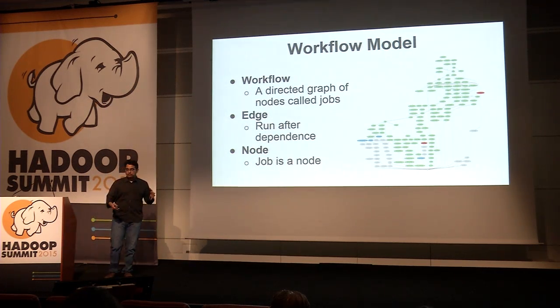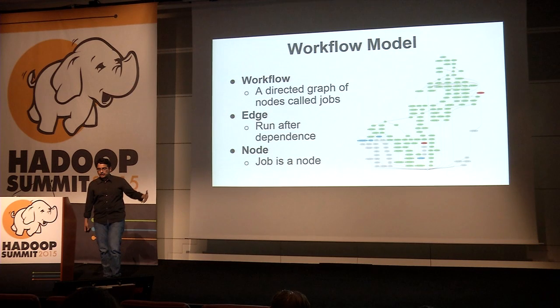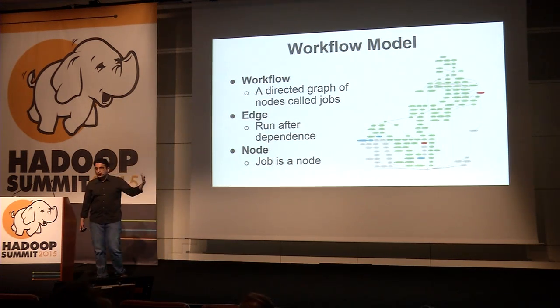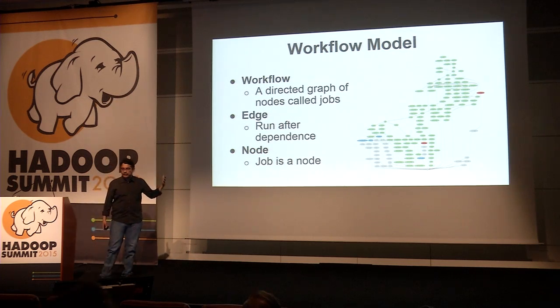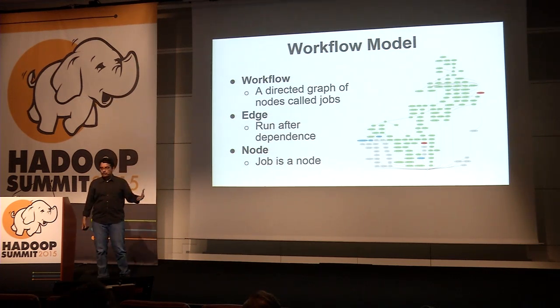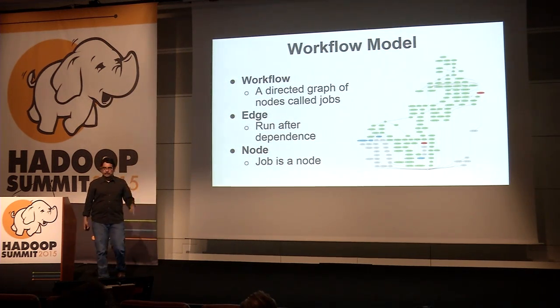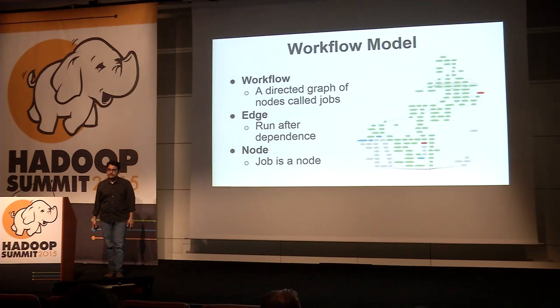So start with a workflow. This is a typical workflow. This is a screenshot from the UI. All the green ones are the jobs that have completed. The red ones are the ones that have failed. The blue ones are running, and the gray ones are the ones that are still waiting to be scheduled. And as you can see, the edge is a dependency, which is a run-after dependence, and each node is a job in this graph.